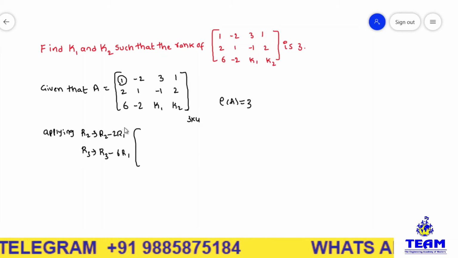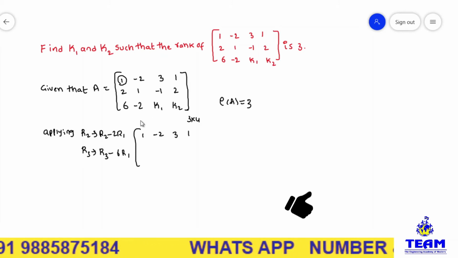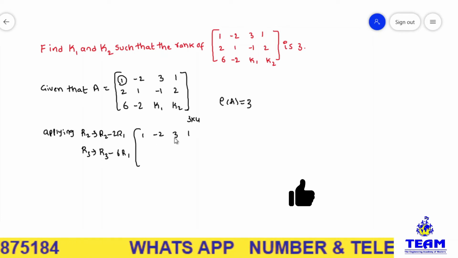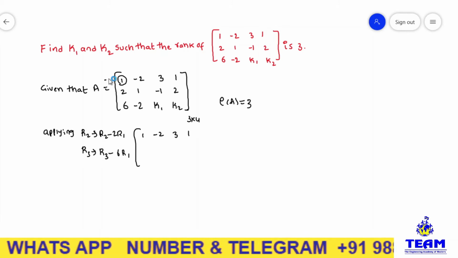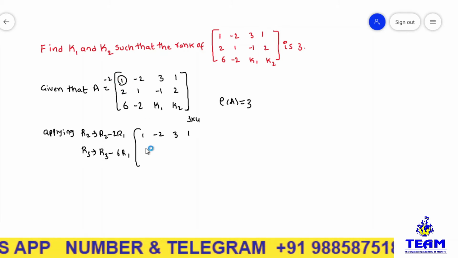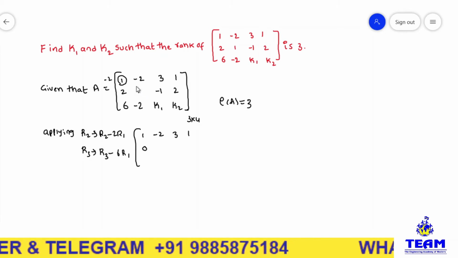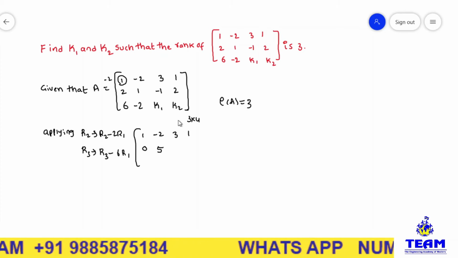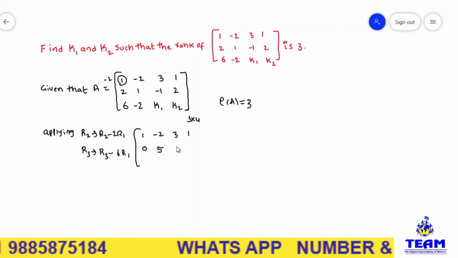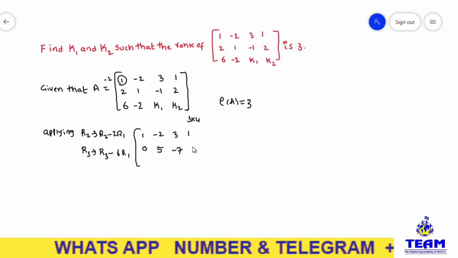So the first row is as it is, we are not applying any operation. I am writing the first row 1, -2, 3, 1. And the second row, I am applying R2 minus 2R1. So write down here -2: 2 minus 2 is 0. Next, 1 minus of minus 2 into 2, that is 4, so 1 plus 4 is 5. Next, -1 minus 6, that is -7. 2 minus 2 is 0.